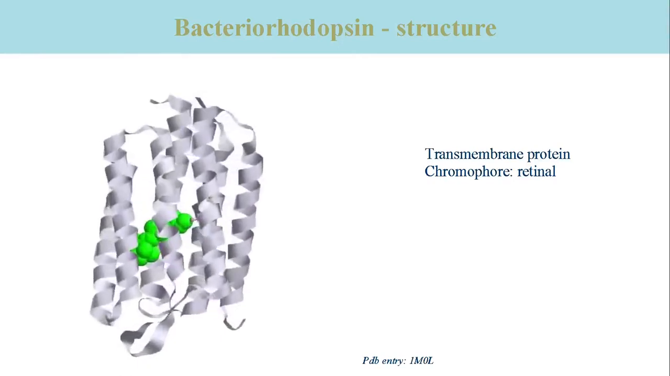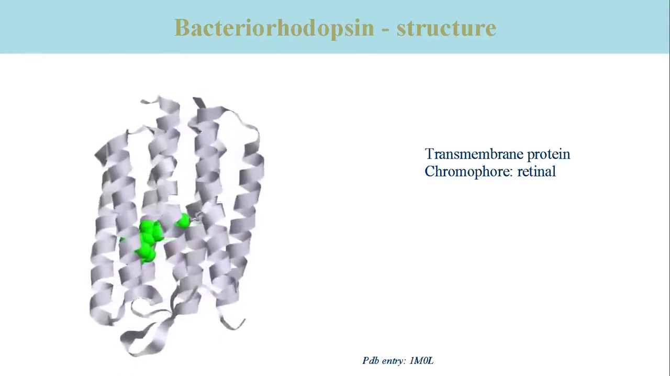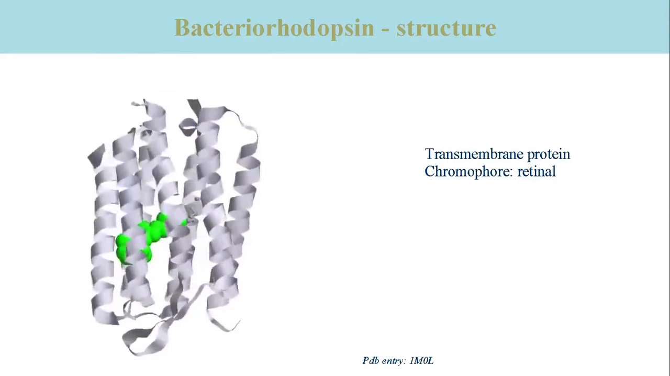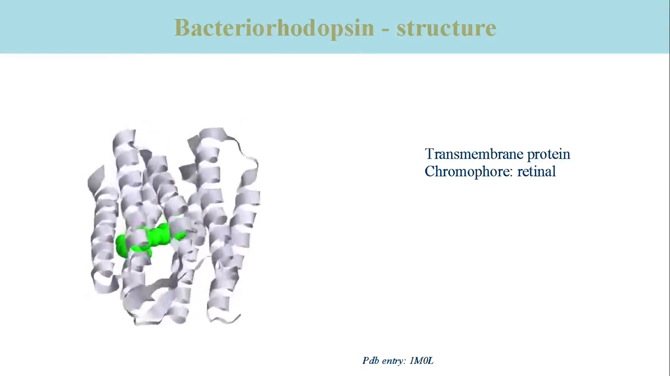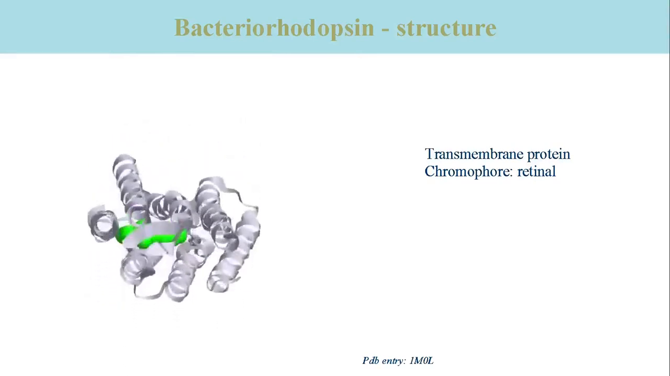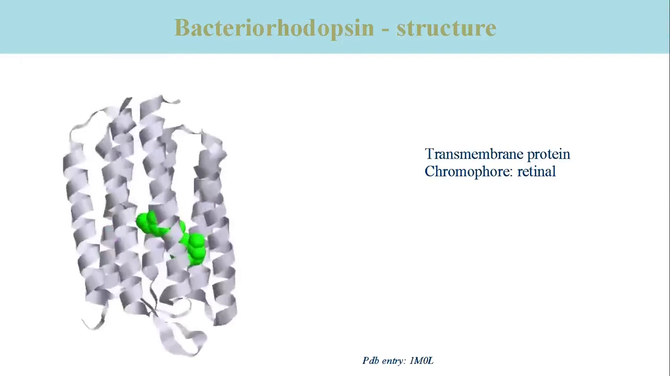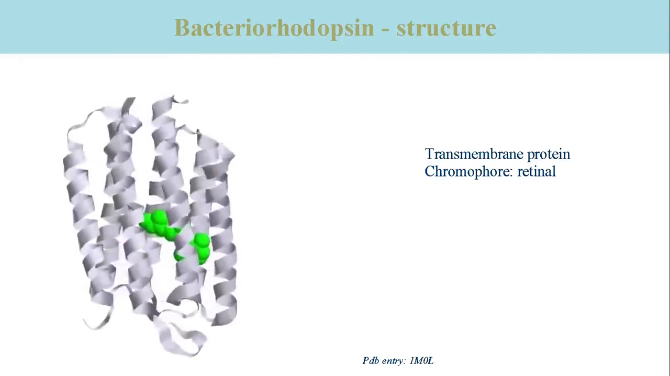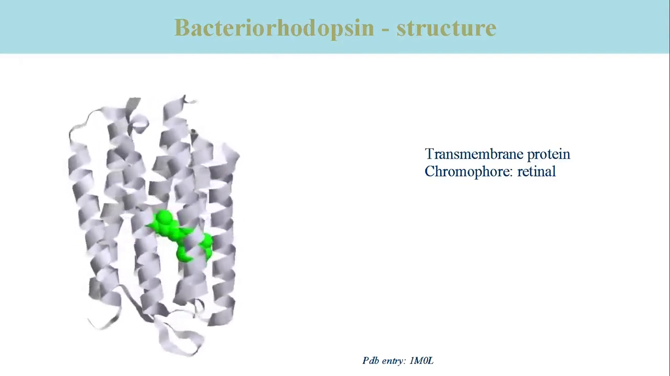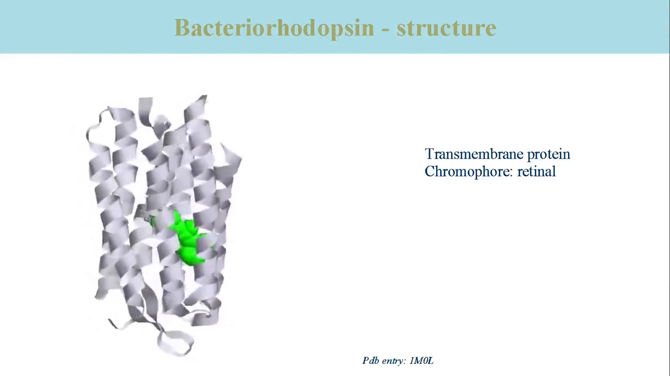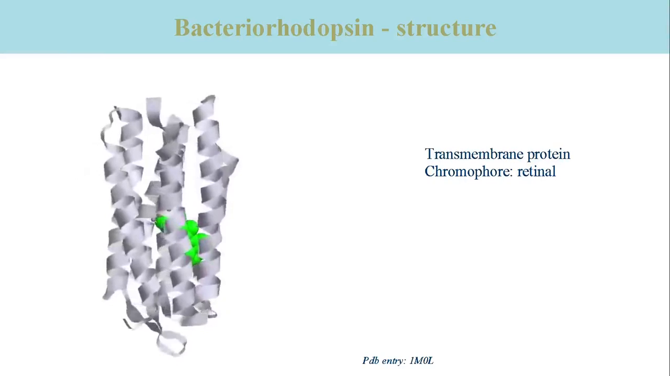The protein contains also a chromophore, shown in green. The word chromophore is Greek and means color bringer. The chromophore makes Bacteriorhodopsin absorb visible light so that it appears purple. The chromophore in Bacteriorhodopsin is called retinal. The retinal forms a covalent bond with a lysine residue in helix G. This connection is called Schiff base.